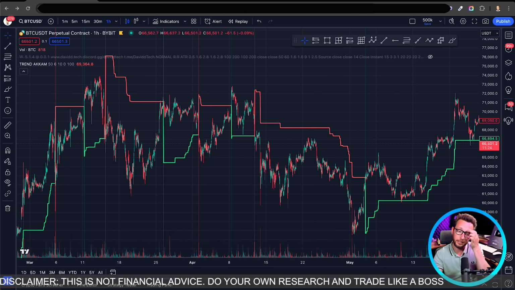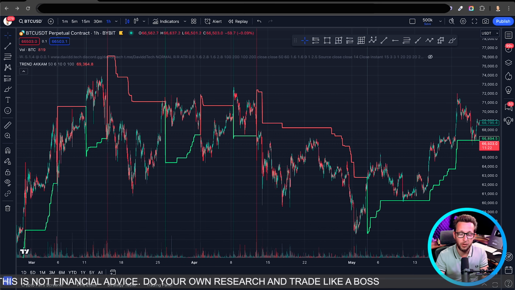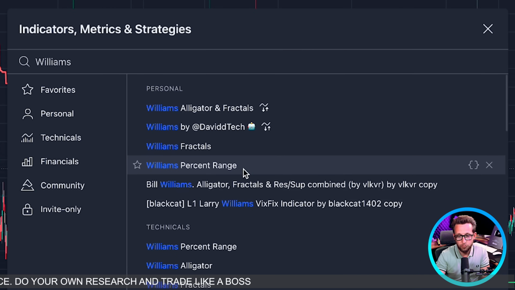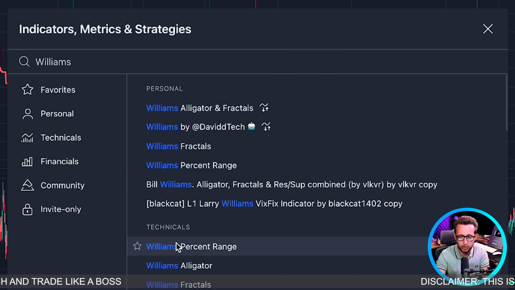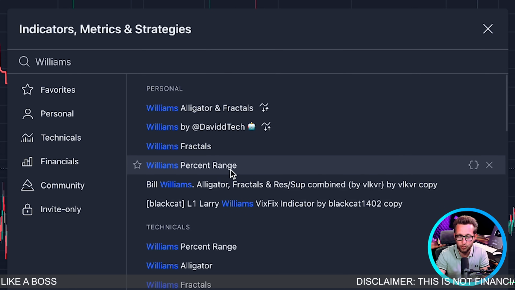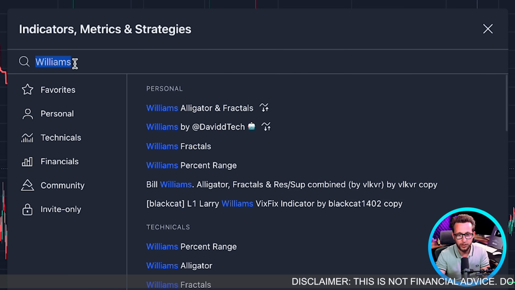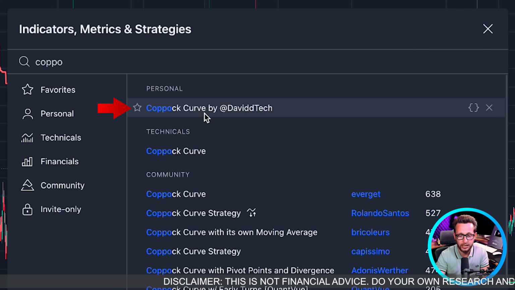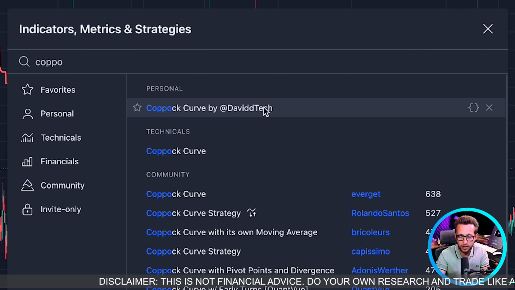Okay, back at the screen, let's start adding the other indicators here. Okay, so we're going to add 2 more indicators to confirm our entries. The first one is the Williams percentage range by David Tech just here. This one's slightly different to the one that's on TradingView here. It's going to add a moving average for our entries. We're then going to also add the COPPOC curve by David Tech just here. That also you can find on the website as well as another indicator.